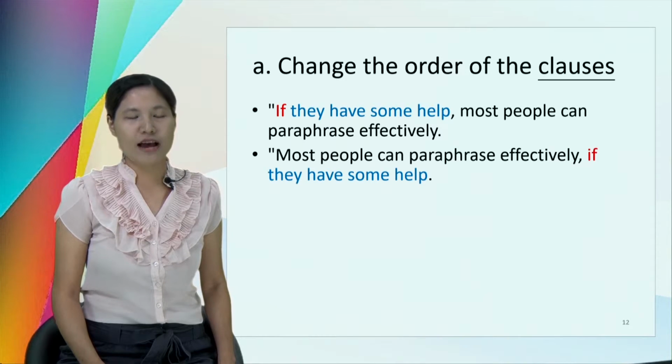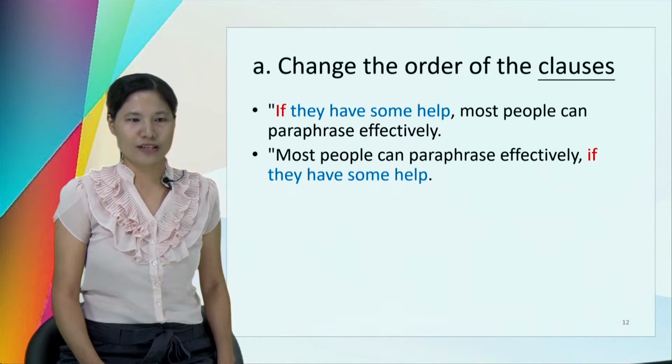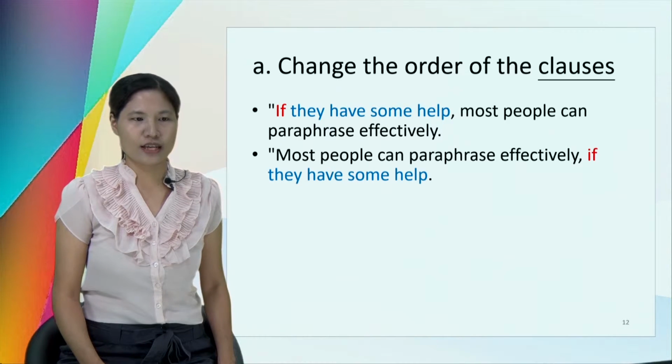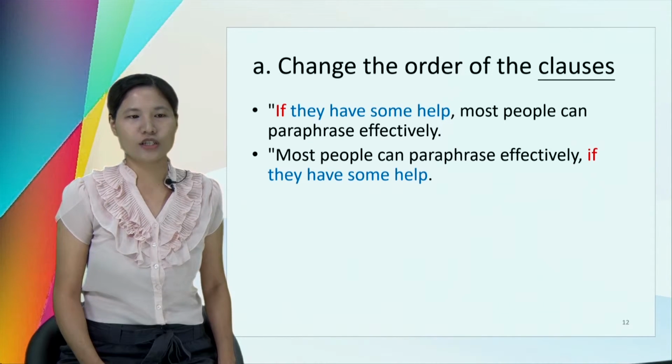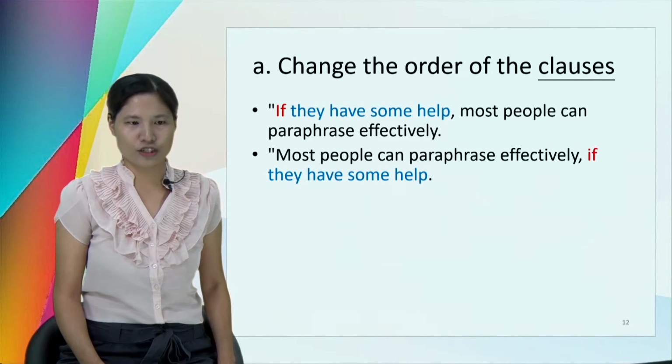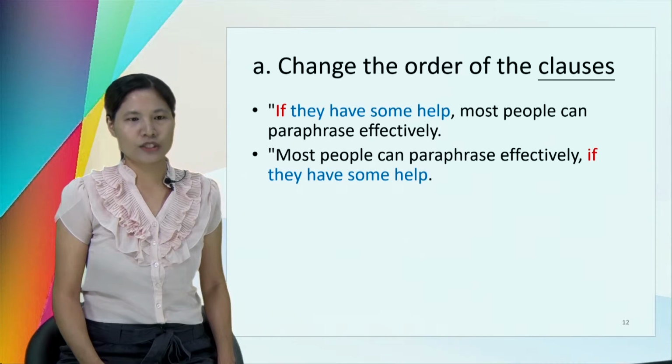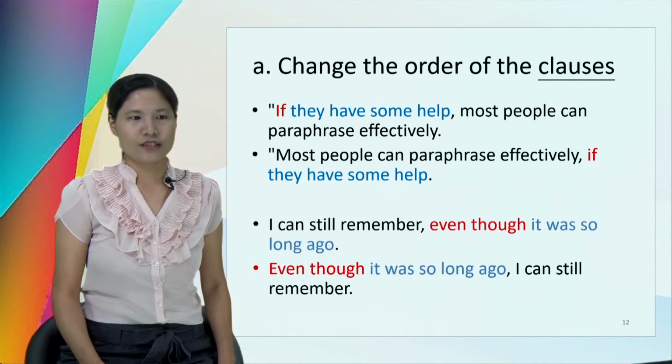Here you can see I reverse the different clauses. 两个不同的子句把它调换顺序, and you can see the connection. 连接词是 if. We still use the same connection, but we change the order of the clauses. So this is a good paraphrase because the sentence structure is not similar to the original one. Now let's look at the next example. "I can still remember even though it was too long ago." Then you can paraphrase it by saying, "Even though it was so long ago, I can still remember."